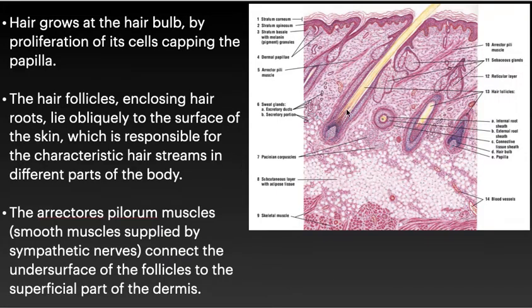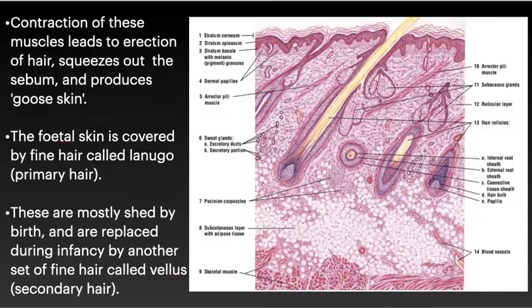lies obliquely at the surface of the skin, which is responsible for its characteristic hair streams in different parts of the body. The erector pili muscle over here is the smooth muscle supplied by the sympathetic nerve, connecting the undersurface of these follicles to the superficial part of the dermis, as you can see over here. So contraction of these muscles will lead to erection of the hair, squeezing out of the sebum, producing the goose skin.